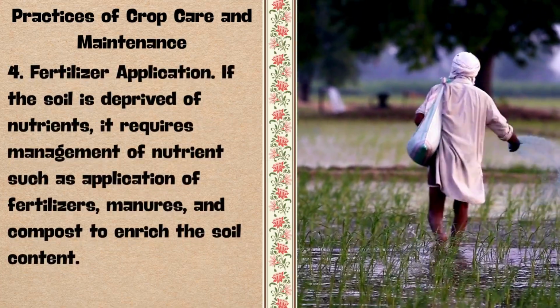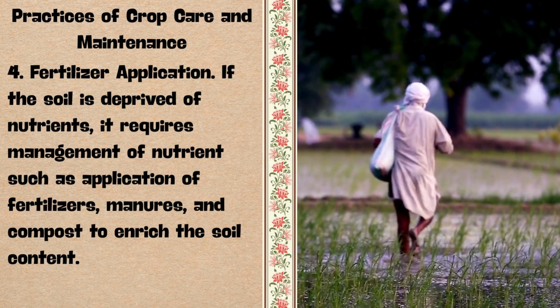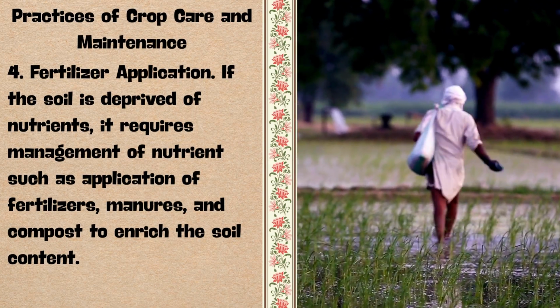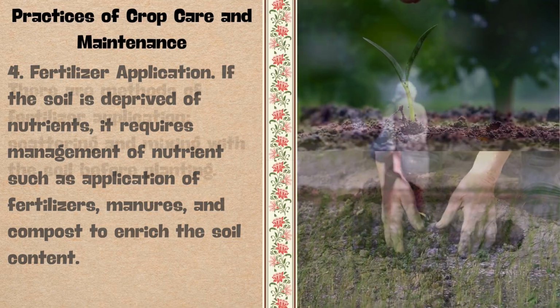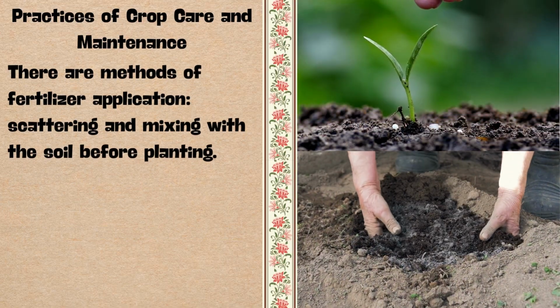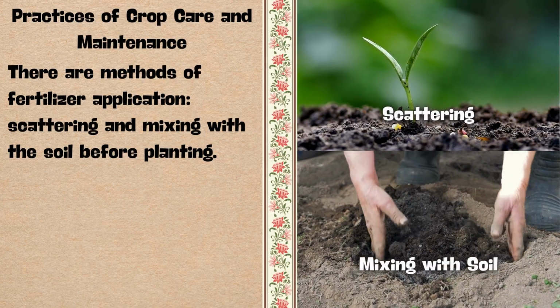Fertilizer application. If the soil is deprived of nutrients, it requires management of nutrients such as application of fertilizers, manures, and compost to enrich the soil content. There are methods of fertilizer application: scattering and mixing with the soil before planting.